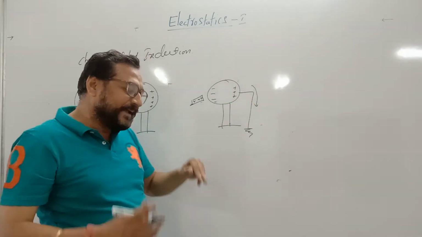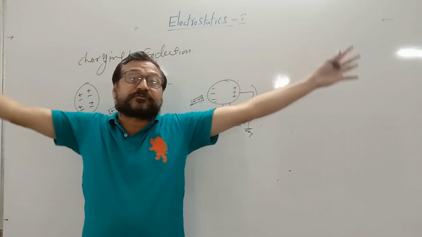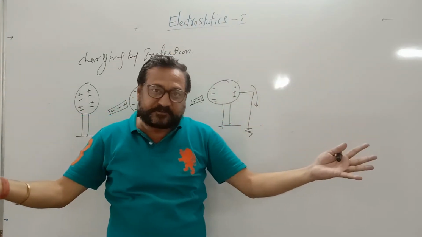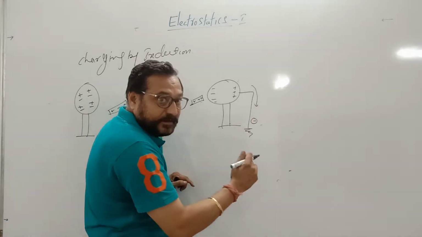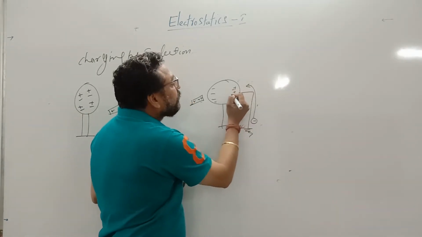No, my dear. Actually, it is a very simple concept. Earth is a very big charged object. It has a large amount of negative charge. Therefore, actually, negative charge of the earth comes towards this body and neutralizes it.